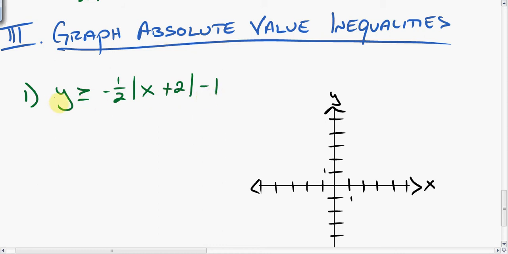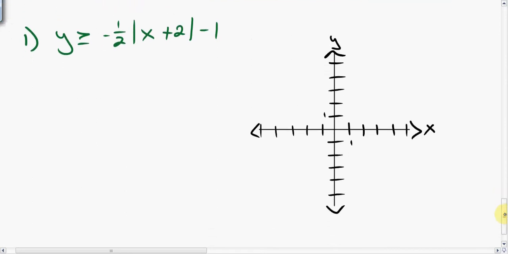So we have the inequality here, y is greater than or equal to negative 1/2 times the absolute value of x plus 2 minus 1. In order to graph this, we have to first locate the vertex. We know the vertex is (h, k), where h is always the opposite of whatever this value is. So my vertex is going to be not positive 2, but negative 2, and then negative 1. And we know that a value is negative 1/2. So I'm going to plot this vertex, negative 2, negative 1.